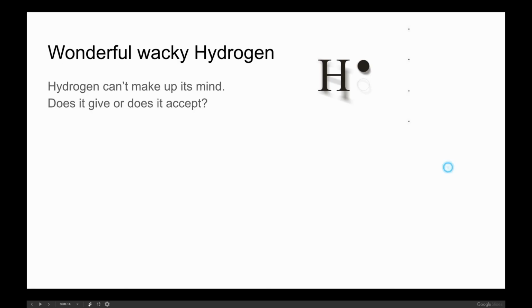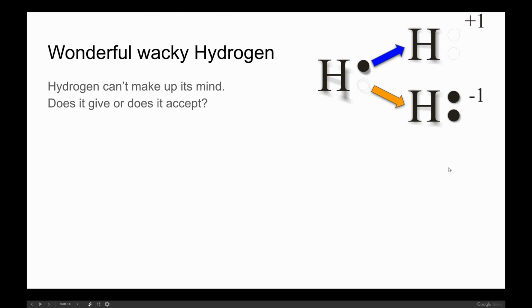Hydrogen is wonderful and wacky. It can show up as +1, behaving like a metal. It can show up as -1, behaving like a gas. In this one, it would donate the electron to empty its valence shell, or it could gather an electron to fill its valence shell. And it's smack in the middle, so it really doesn't matter. Does it give or does it accept? It'll do both.